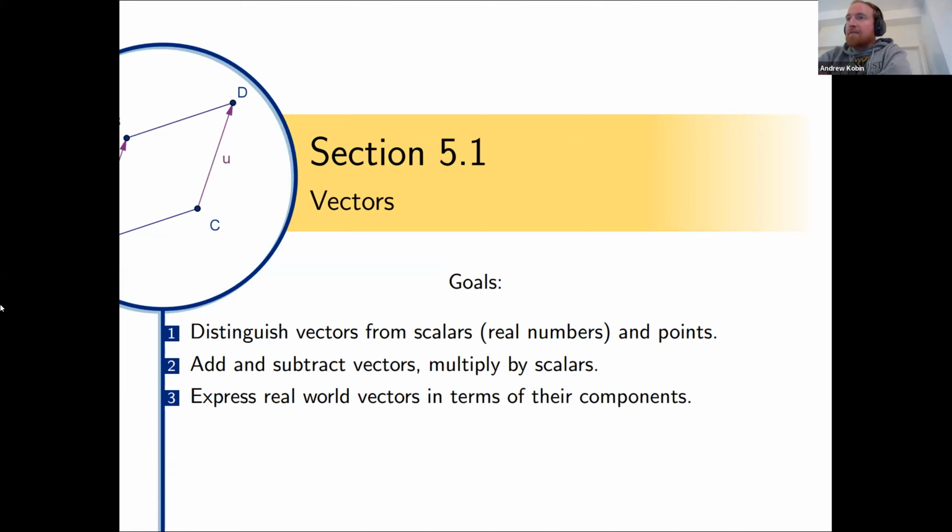In this lecture and in the next few videos for chapter 5, we're going to talk about three-dimensional space and higher dimensional space in a little more detail so that we can do multivariable calculus towards the end of the course with a little bit more rigor.